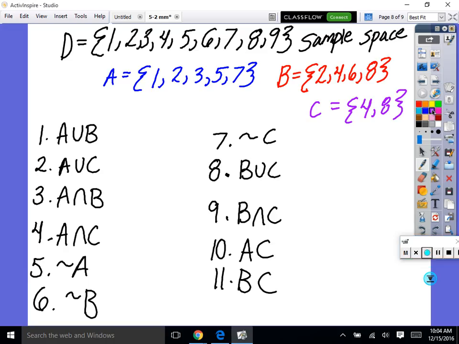So let's write out our outcomes. This isn't probability. We're listing out the outcomes for A united with B. Everybody's welcome in A united with B. Now we can't double dip because look in the sample space.